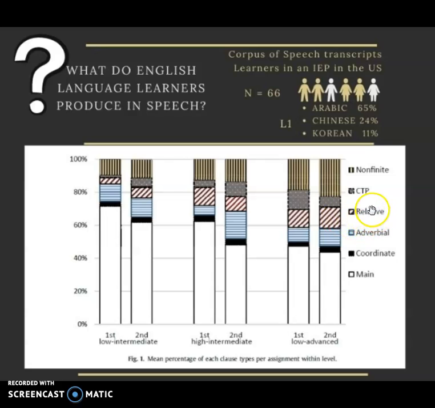Now, those complement-taking predicates are used here in the gray, but the percentage of them stays relatively low with maybe a little bump here. But there's no clear pattern of increased production with increased proficiency. Non-finite clauses, however, the ones with an infinitive or a gerund with a complement or an adjunct with them, are increasingly produced as proficiency level increases.